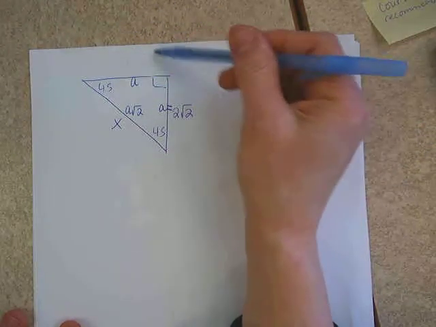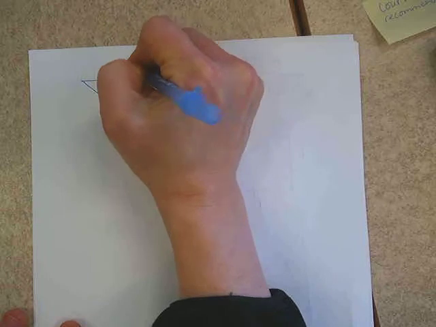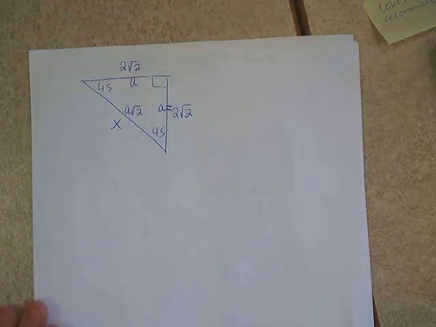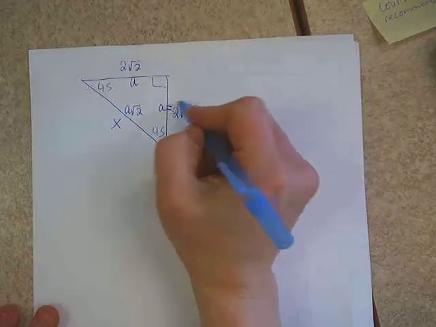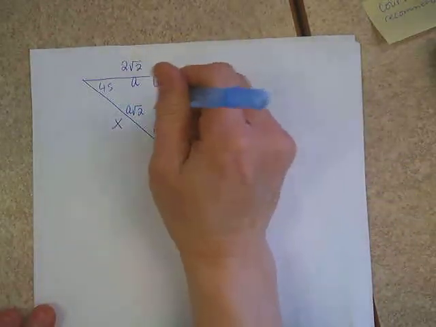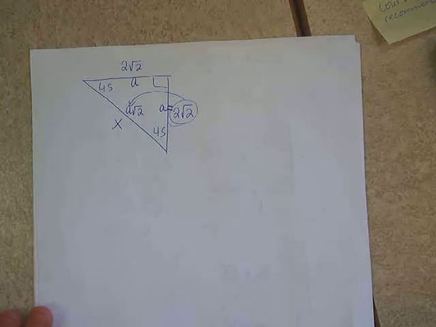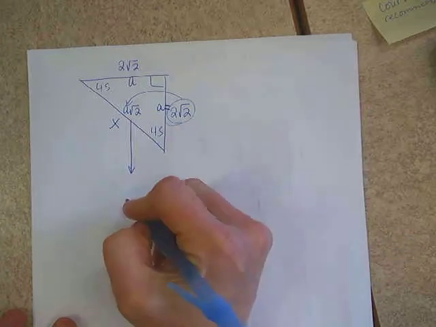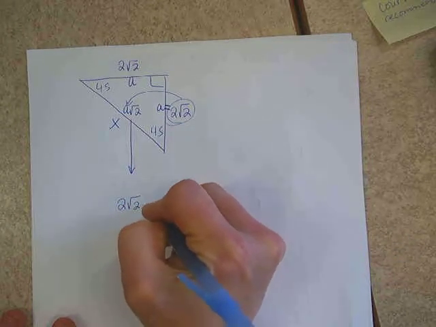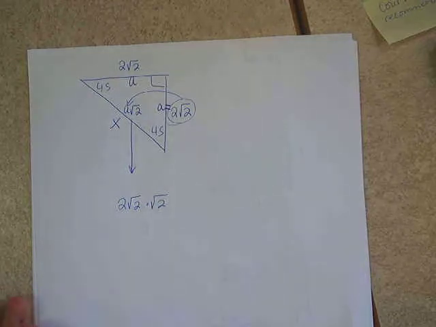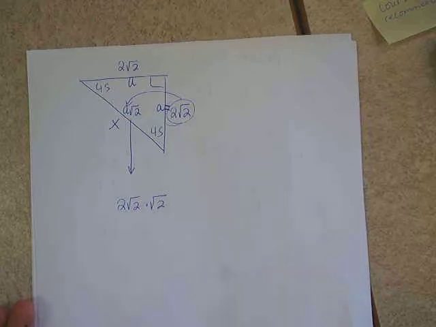Okay, so in this case, we know that a is 2 radical 2, which means that this side up here should be the same. So this should be 2 radical 2. So we're going to take that value of a and plug it in here. So it means we still have to multiply by radical 2. All right, so if we drop this down, we have 2 radical 2 times radical 2.